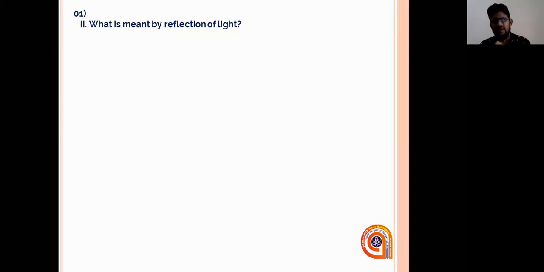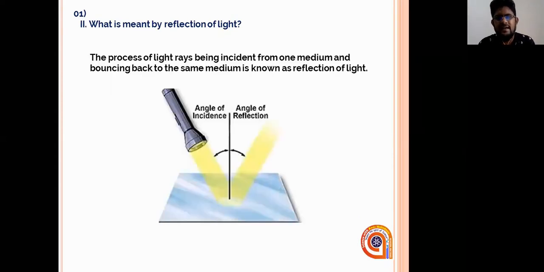Our second question is, what is meant by reflection of light? That is the first question, part 2. So what is this reflection of light? A light ray being incident on a surface, bouncing back, will be moving into the same medium in the opposite direction. So we can write it as the process of light rays being incident from one medium and bouncing back to the same medium is known as reflection of light.